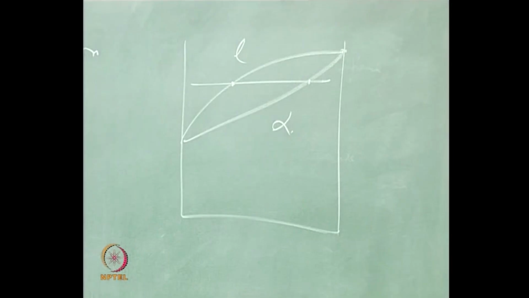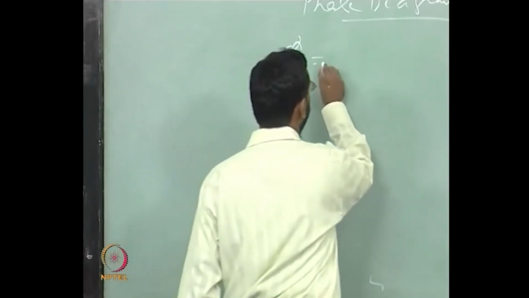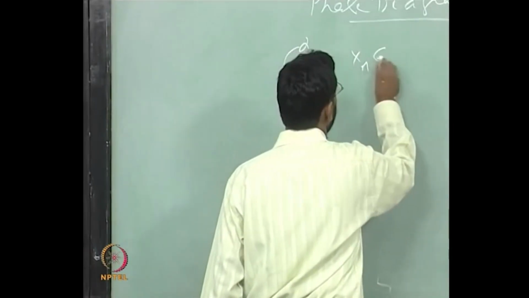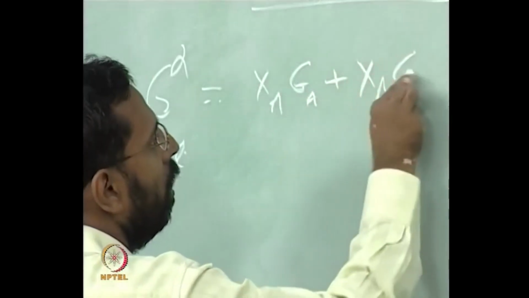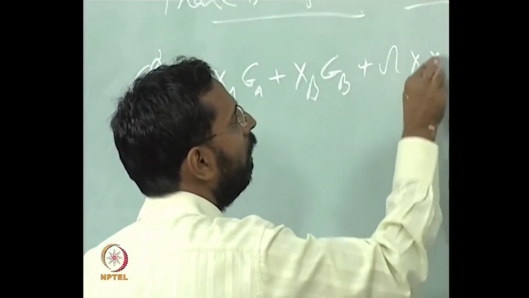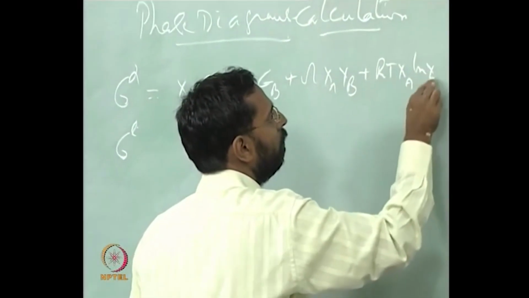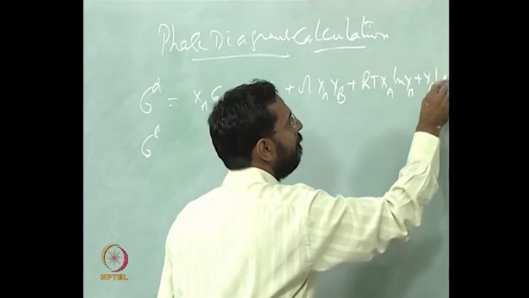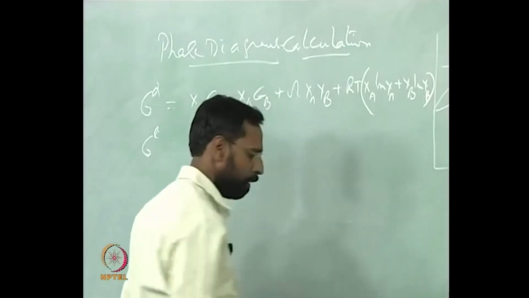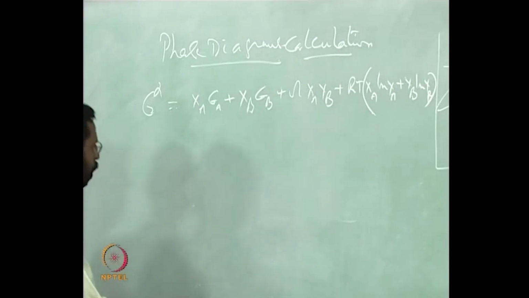So if there is an equilibrium between liquid and solid, you can write an expression of free energy for the liquid and an expression of free energy for the solid, which can be written something like XA GA plus XB GB plus, let us say if it is a regular solution, omega XA XB plus RT (XA ln XA plus XB ln XB). This, let us say for G alpha, I can also express in another way in terms of chemical potential.